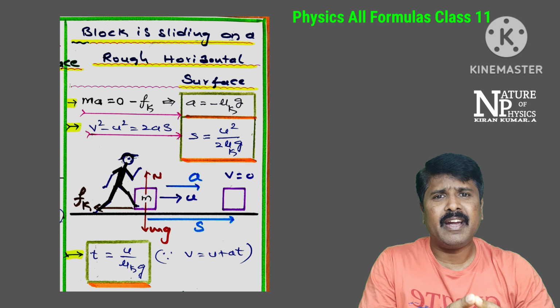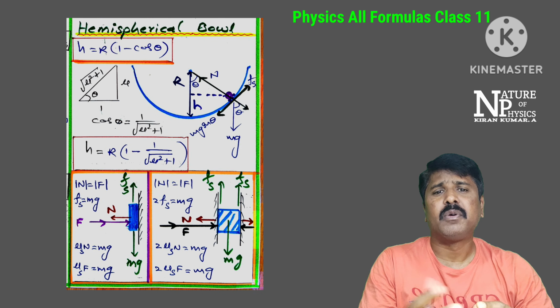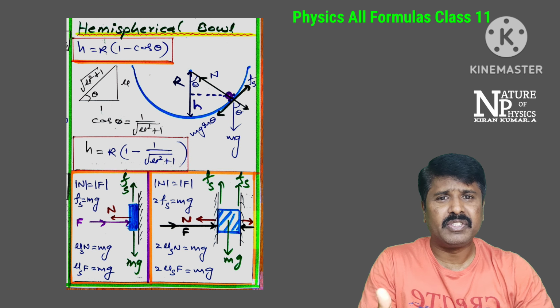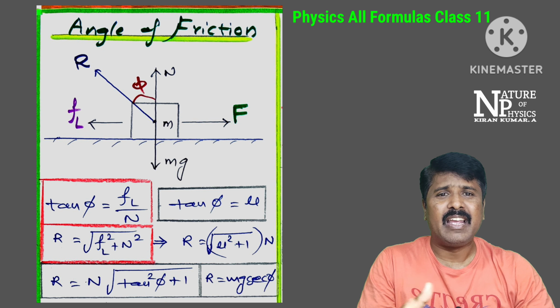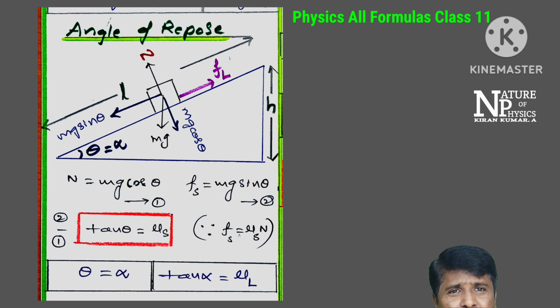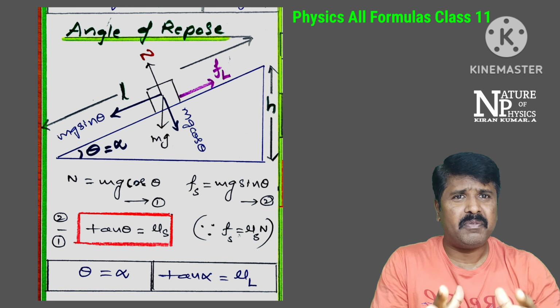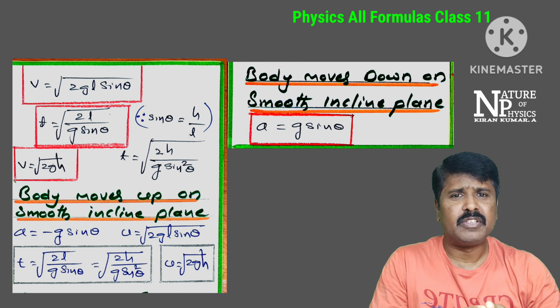A block is sliding on the rough horizontal surface applications I gave you, and hemispherical bowl, and a block is fixed to a wall, so friction acting, normal reaction applications also I gave you. Next one is angle of friction. See there, angle of friction formula tan phi is equal to mu, derivation and diagram given, and next angle of repose, tan alpha, which is equal to mu s I gave you. Alpha is the angle of repose, and then applications also given.